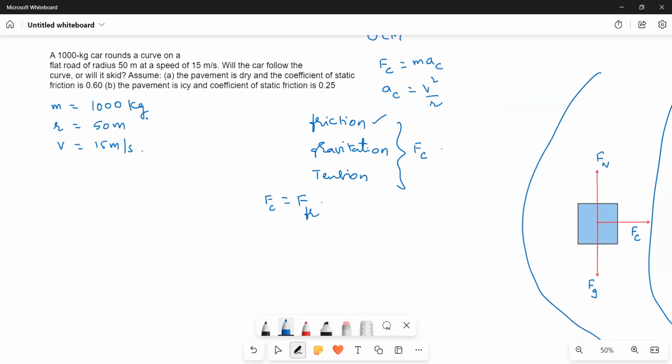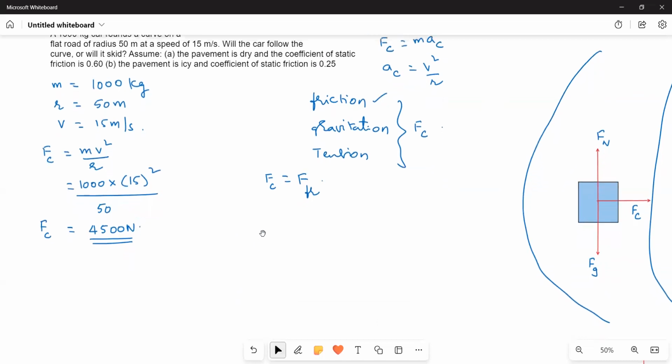Now first, with the given data, we will calculate Fc. Fc is equal to m v square over r. So here this is 1000, the velocity is 15 meters per second, squared, and the radius is 50 meters. So the centripetal force required for the car to negotiate is 4,500 newtons. This much force is required to keep the car on a circular path. Otherwise, the car cannot negotiate a circle.